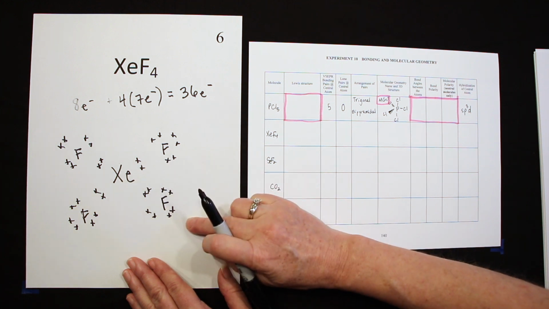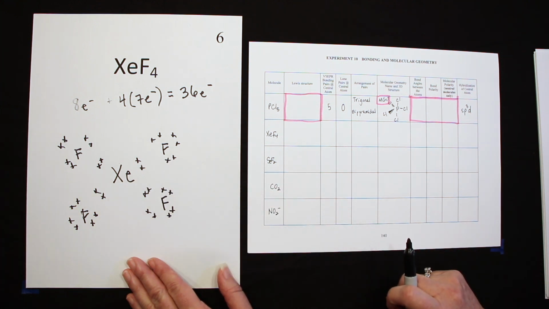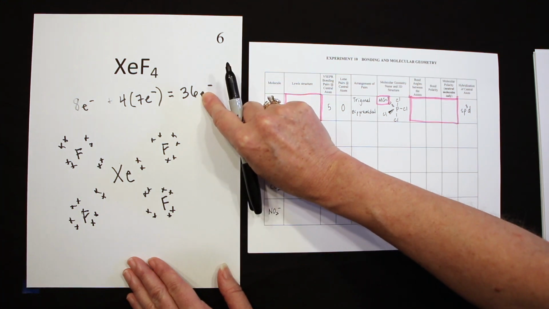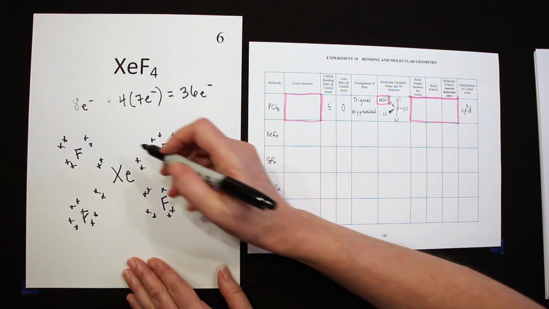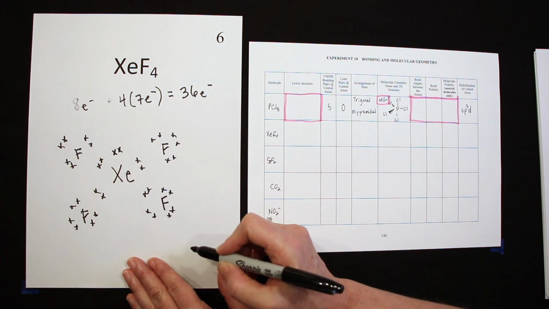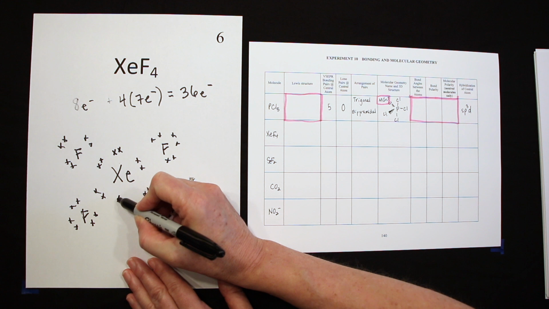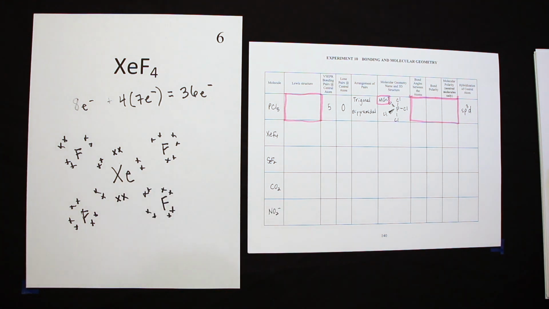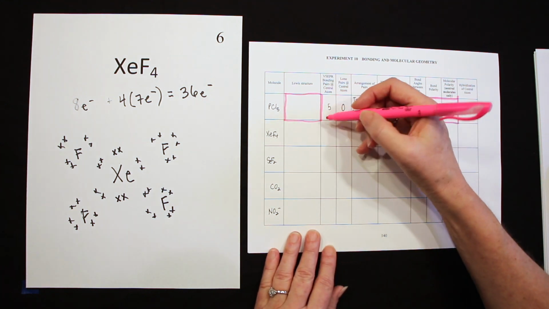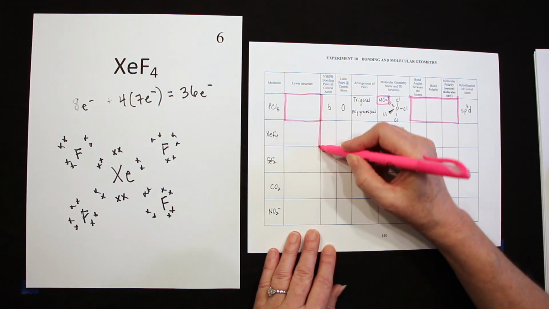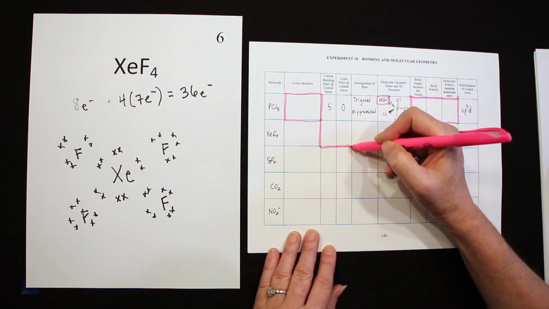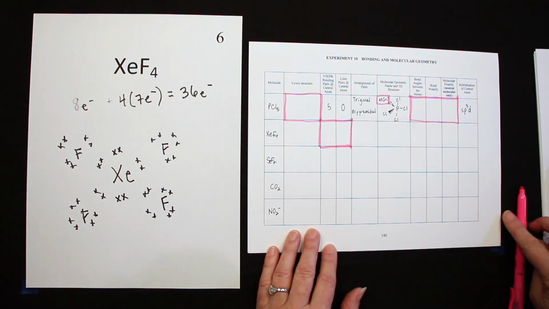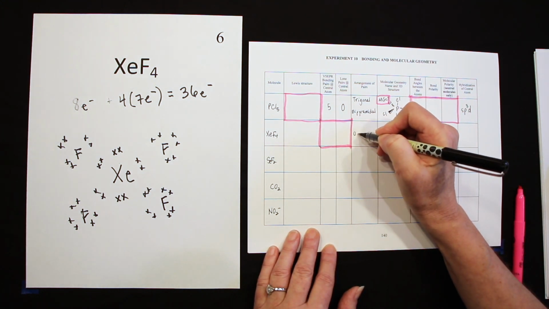So I filled the octets of the outer atoms, and I have 32 electrons. I need 36 in my structure, so I'm going to put them on the central atom in pairs. I'll let you figure out for this one how many bonding pairs and how many lone pairs there are. This is an octahedral arrangement.